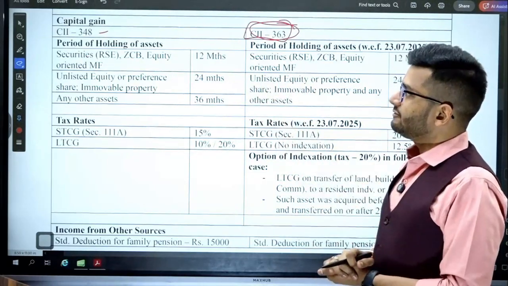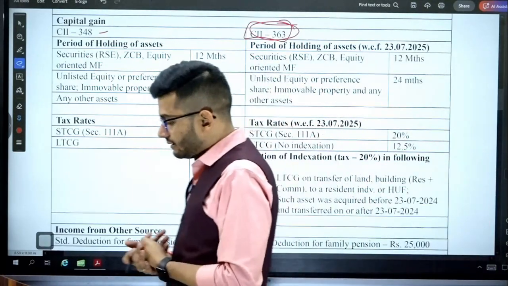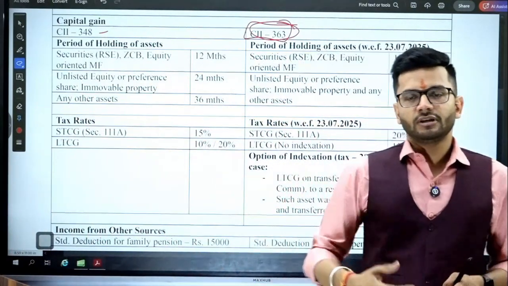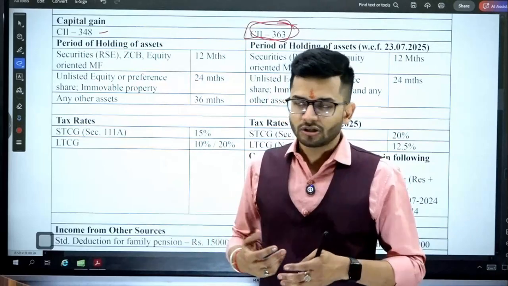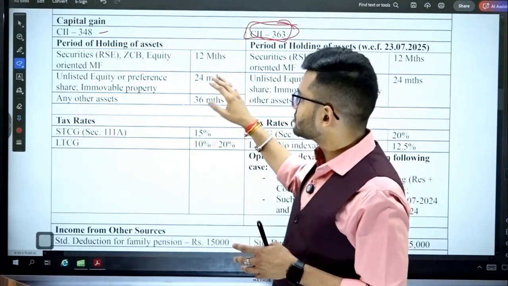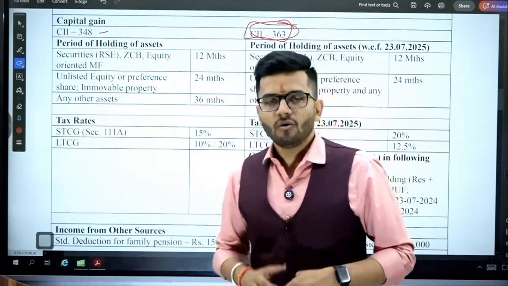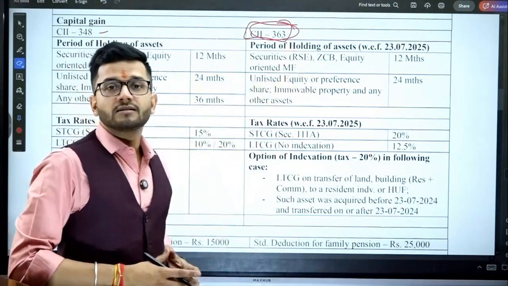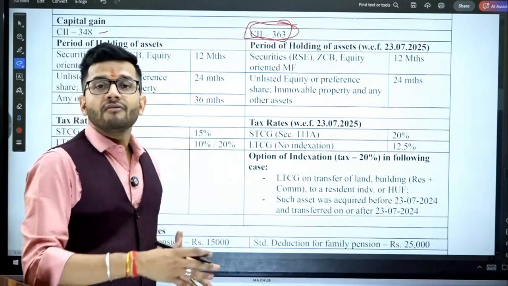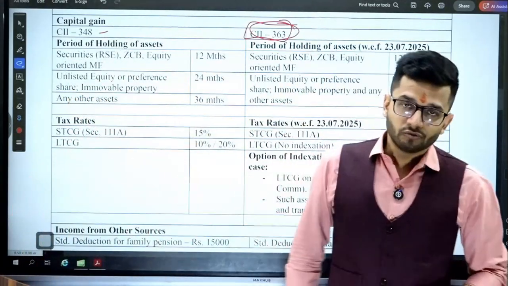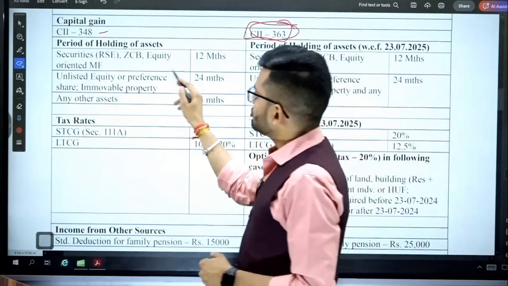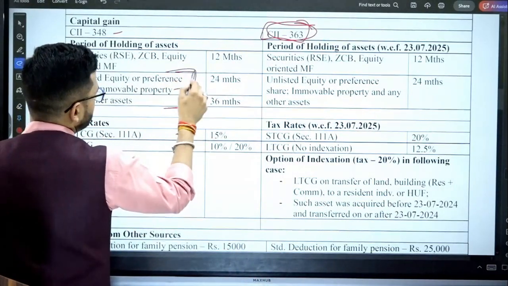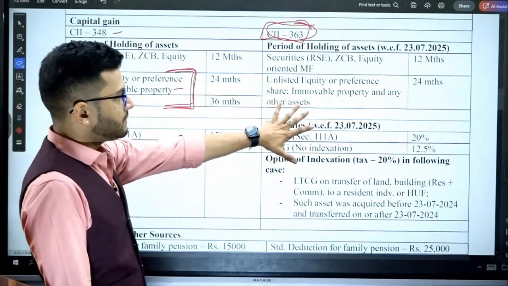Now, there is a change in the period of holding test which was applied earlier. Earlier, there were 3 slabs which told you what kind of asset is long term and what kind of asset is short term. So 3 benchmarks were there: 12 months, 24 months, 36 months. Now, the amendment has taken place and there are only 2 limits to be considered, which are 12 months and 24 months. The 36 months bracket has been removed, which means that the last 2 limits have been consolidated. Now there is no 36 months.